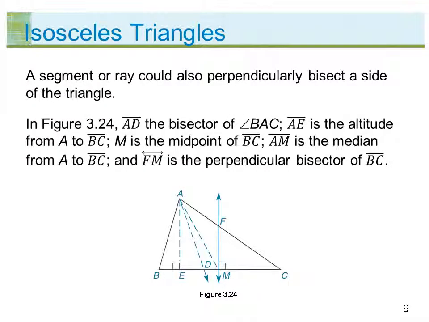In Figure 3.24, segment AD is the bisector of angle BAC. Segment AE is the altitude from point A to segment BC. Point M is the midpoint of segment BC. Segment AM is the median from point A to segment BC. And line FM is the perpendicular bisector of segment BC.